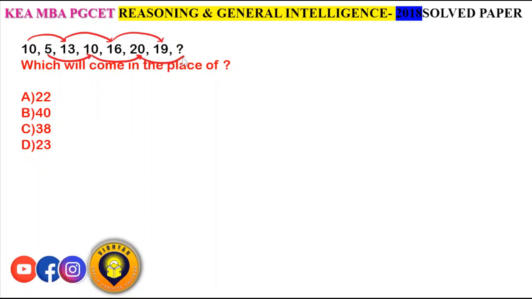So therefore, double of 20 will be what? Double of 20 will be 40. So therefore, option B, 40 is the answer.